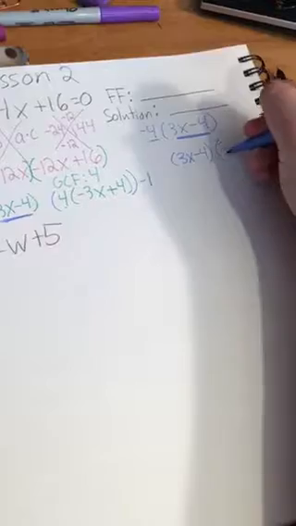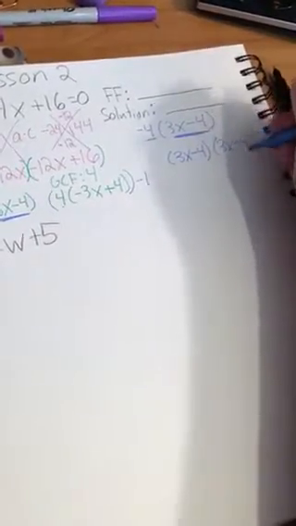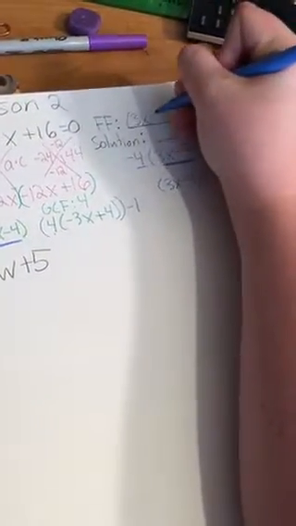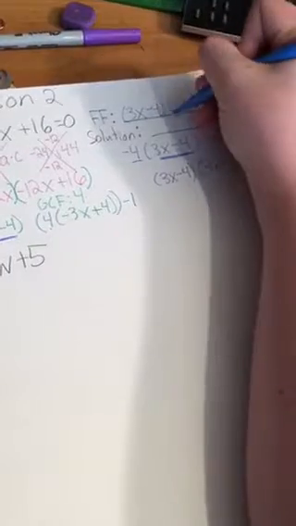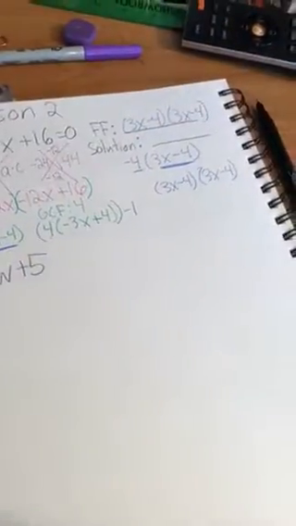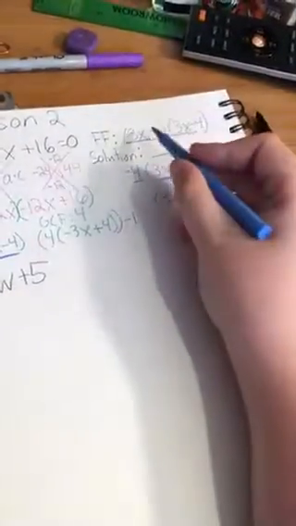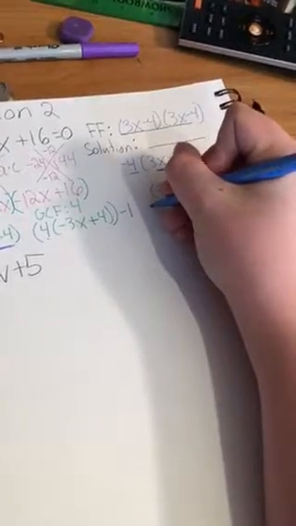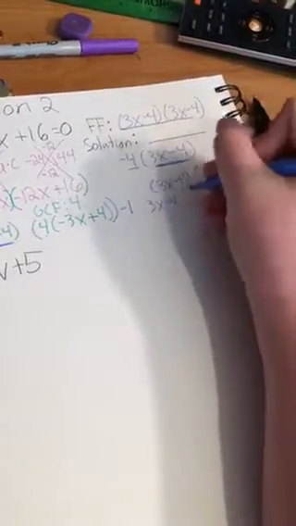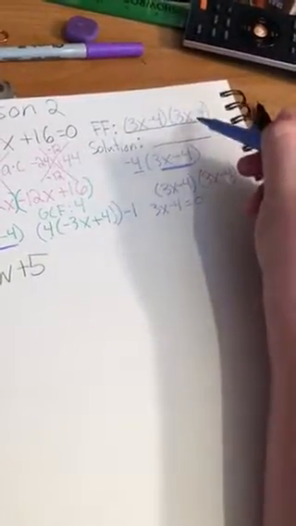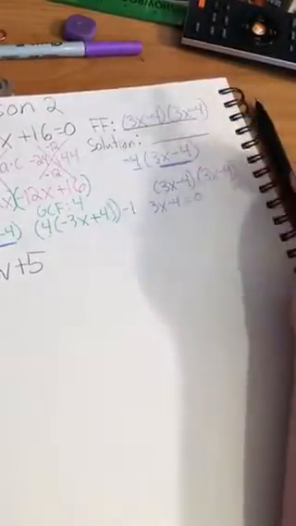So we have a 3x minus 4. Now we have our factored form. We do not have our solution yet. Once we get here, we can set up each of our parentheses equal to 0. So we're going to have a 3x minus 4 equal to 0. We can do this twice, but we don't need to because they are the same thing.